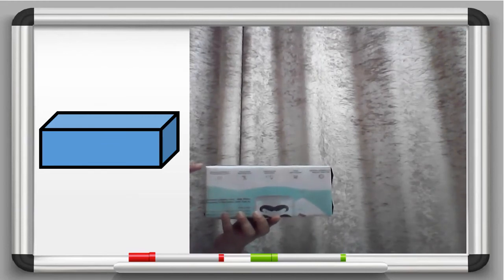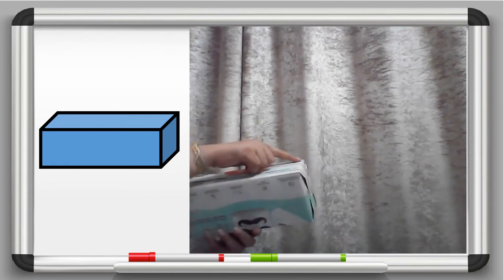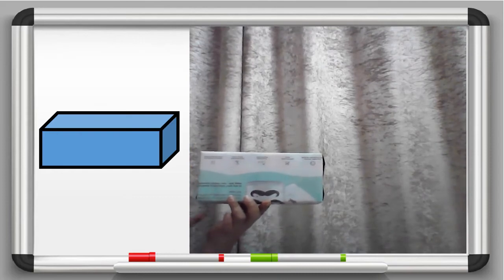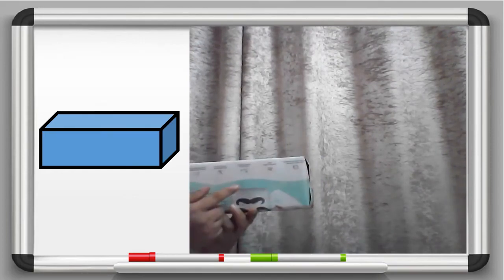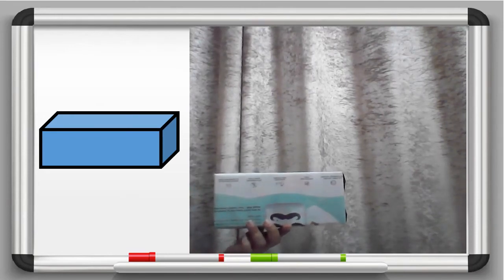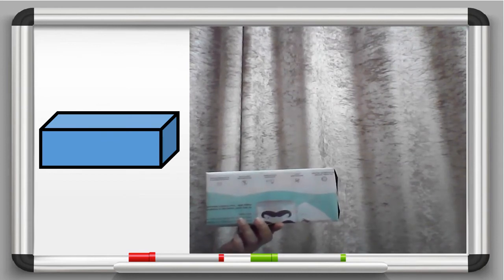So let's count corners. Okay, 1, 2, 3, 4. 4 at the top and 4 at the bottom. 1, 2, 3, 4. So 4 plus 4, 8. Okay, so how many vertices a cuboid shape has? That is 8 vertices. Okay.